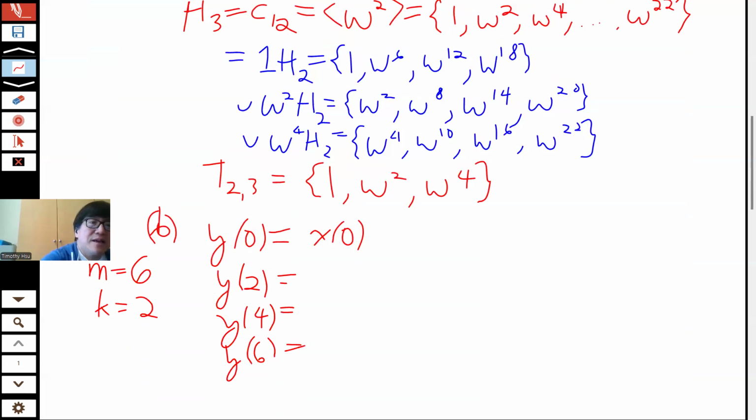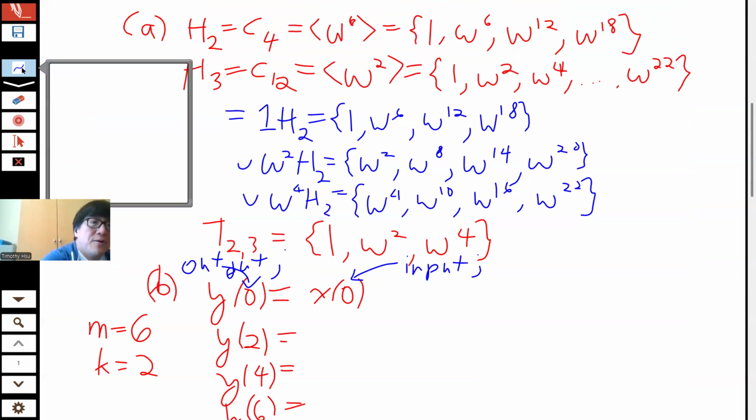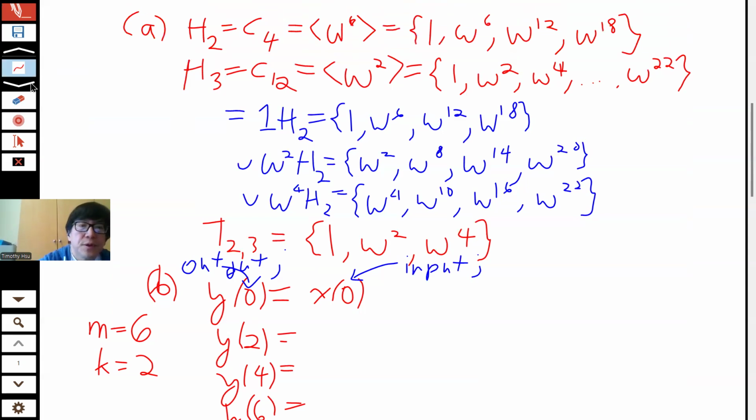So the thing to keep in mind is that output number J comes from a sum that starts with input entry number J. So if you look up here at the input subgroup 1, 6, 12, 18, that means these sums are going to start off 0, 6, 12, and 18.